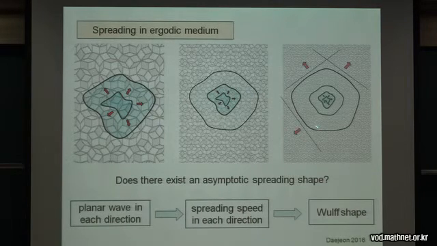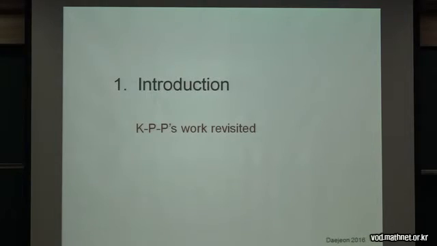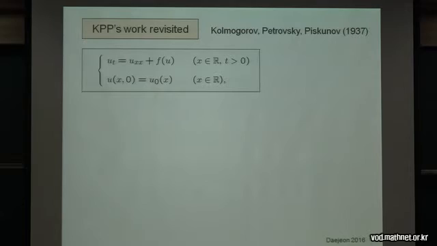Anyway, the eventual shape will be given by the wolf shape. If I have time, I will mention this briefly. But in the periodic case, this is already established. The wolf shape appears as a spreading shape. So let me just show some slides which I will explain in my next talk. But we have to evacuate the room soon.